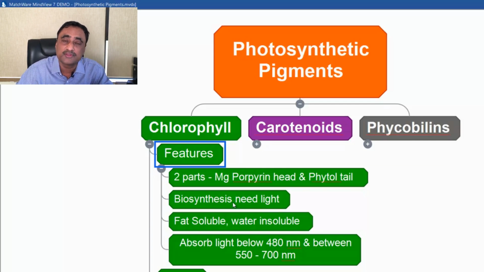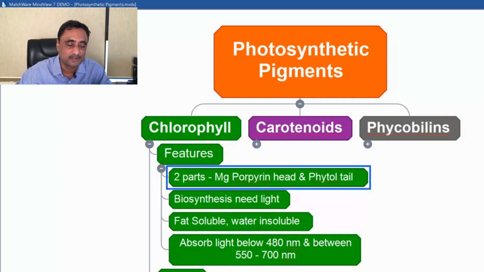Now its biosynthesis requires light. This is the only pigment in which light is required for biosynthesis, because carotenoids and phycobilins do not require light. Chlorophylls are fat soluble, not soluble in water. They absorb light below 480 nanometer and between 550 to 700 nanometer. Photosynthetic pigments have two peaks, one in the blue region, second in the red region. They don't have any absorption between 480 to 550 nanometer. Why? Because this is the area of green light, and the plant appears green as it is reflecting back the entire green light.